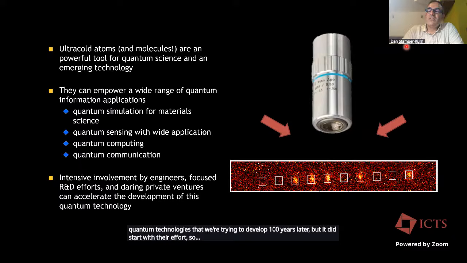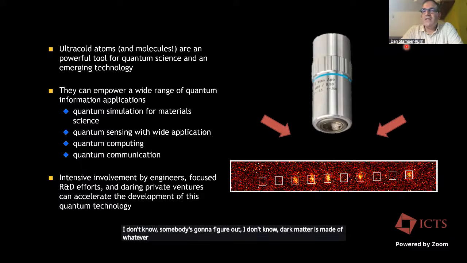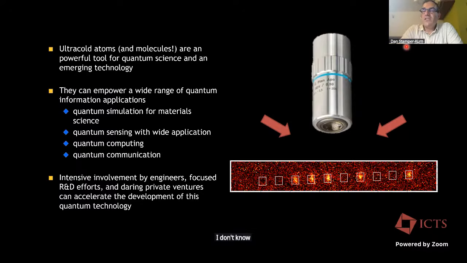So I don't know, somebody's going to figure out what dark matter is made of. And I don't know, 100 years later, is there like dark matter technologies? Maybe. Maybe. I mean, there's a lot of history coming up, and I don't know where it's going to go.